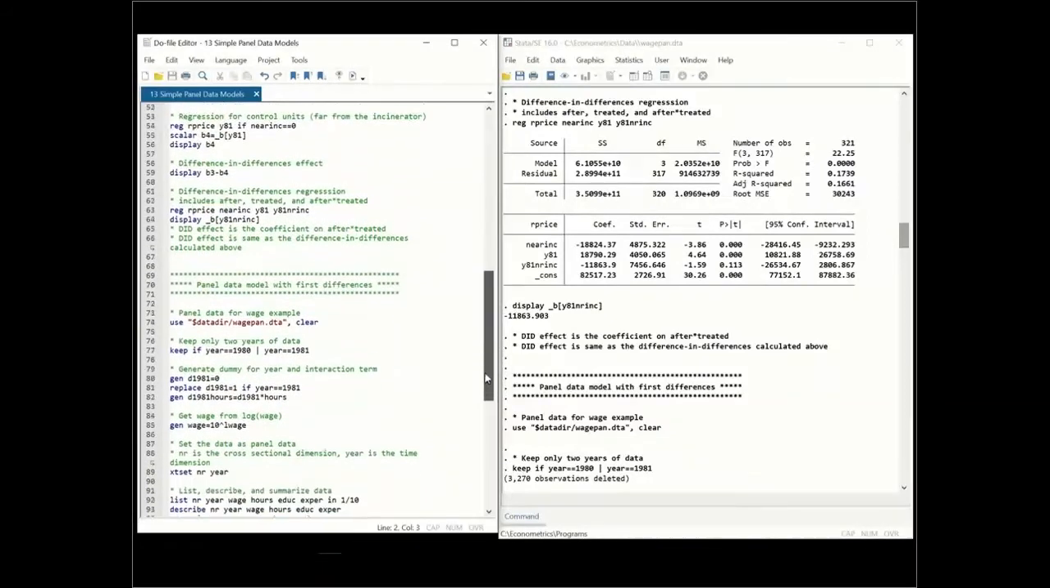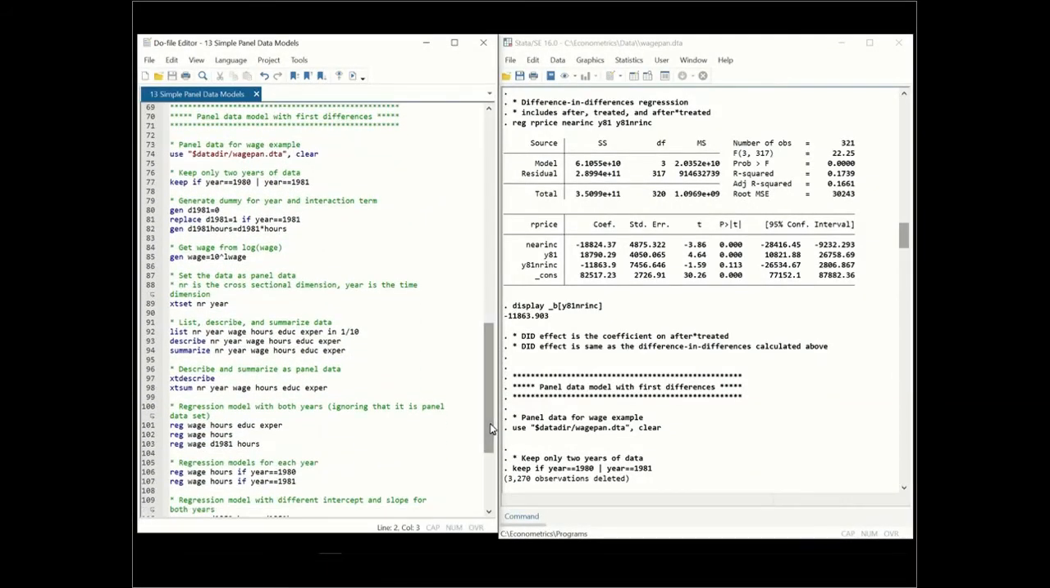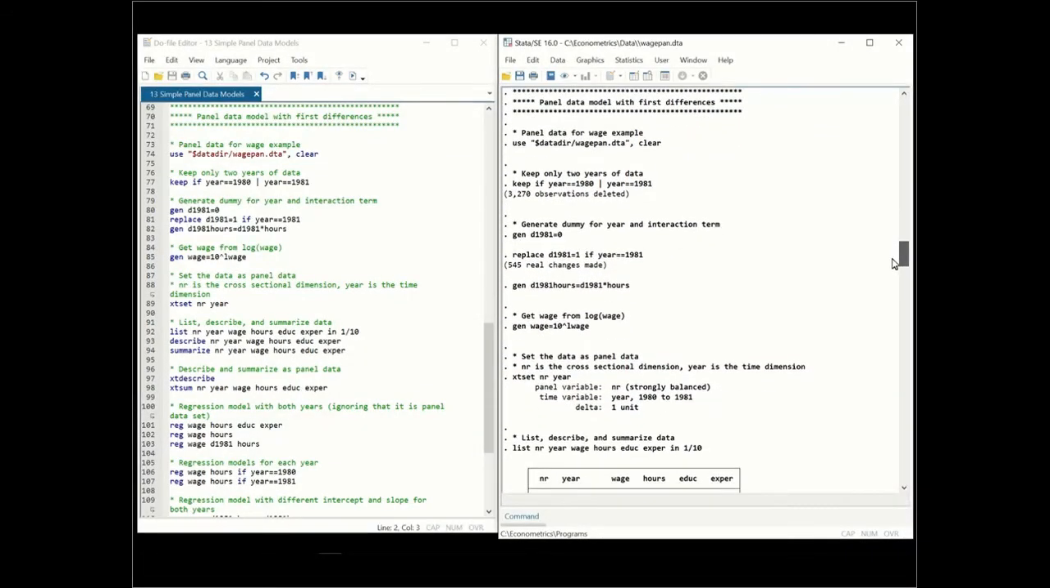So now let's consider panel data models with first differences. And so we would be looking into a data set that has panel data for wages. So here we would be keeping only 2 years of data, and we would be keeping only the years, keep if year equals 1980 or year equals 1981. So just to keep 2 years of data, and we would be estimating the first differences estimator for that.